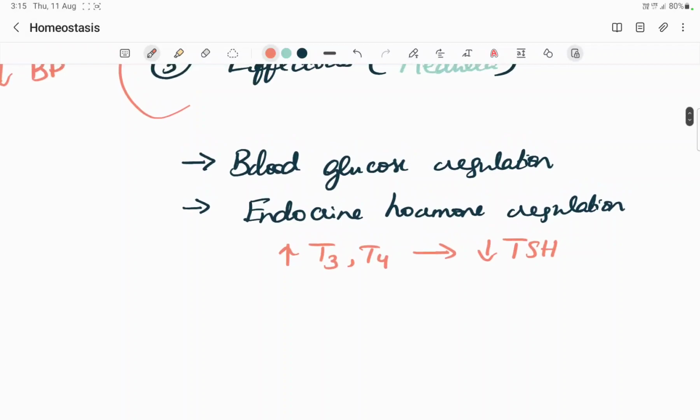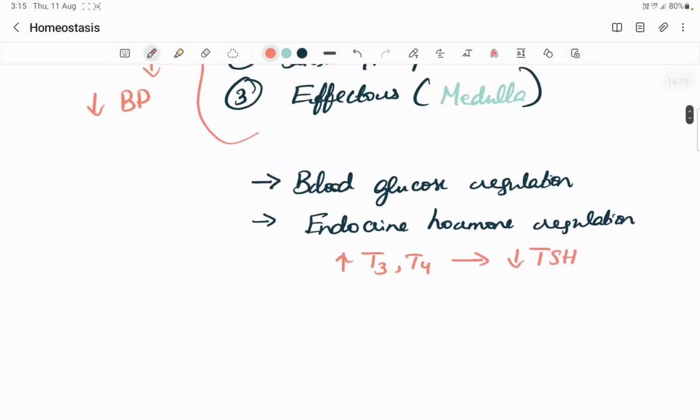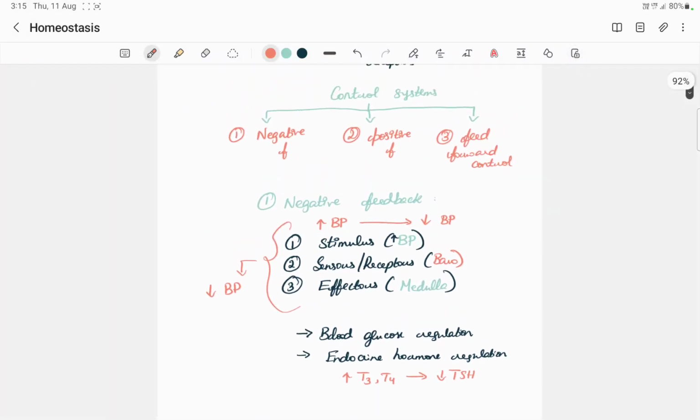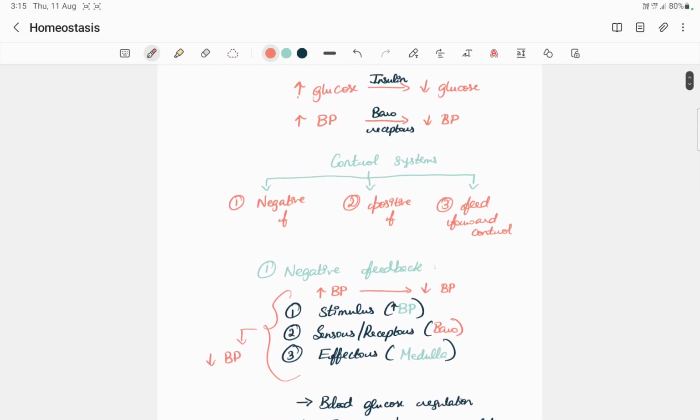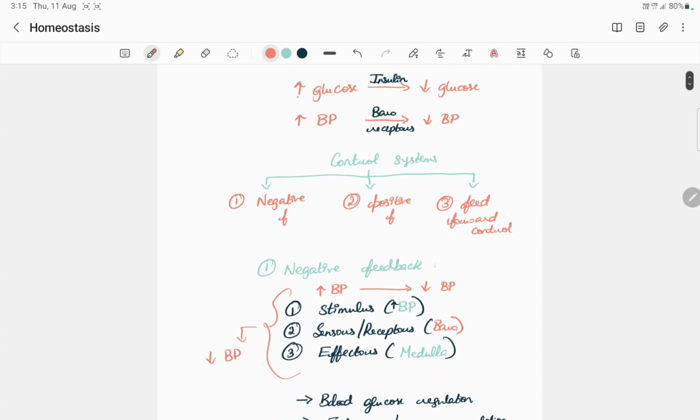So we've seen about negative feedback mechanism, right? Here we go. So in homeostasis, there is an increase in glucose. So insulin is activated or increased, which lowers the glucose. BP is increased, baroreceptors are activated, decrease in blood pressure.